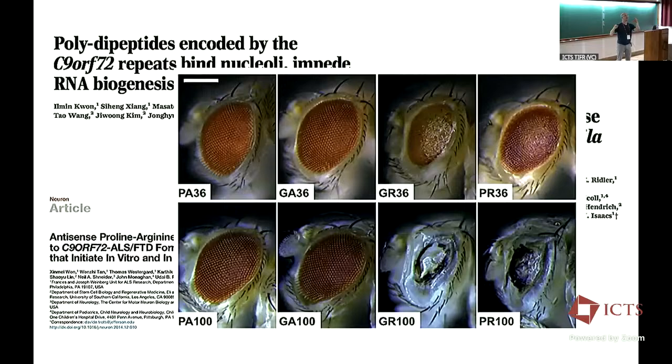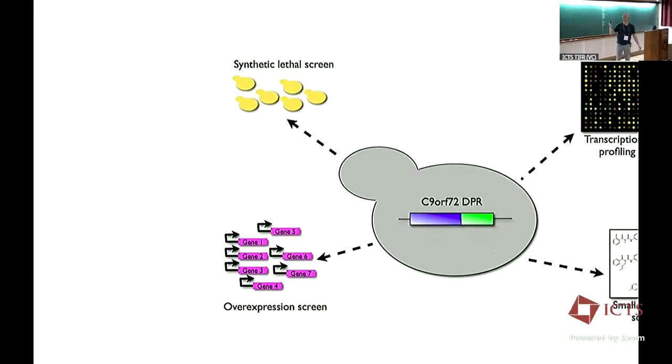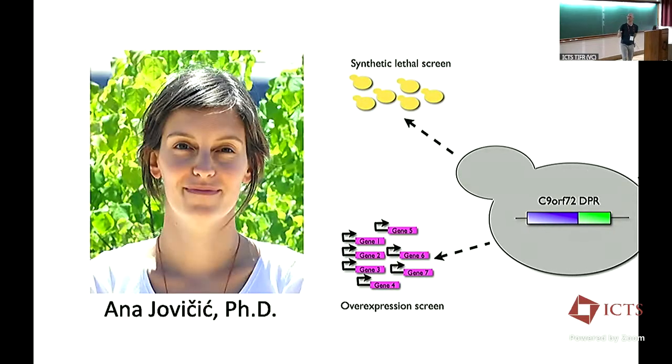So this is why you do genetic screens. We went back to yeast. Can we find modifiers of this? And this was performed by Anna Jovicek, a postdoctoral fellow in the lab. She's now a senior scientist in Genentech.